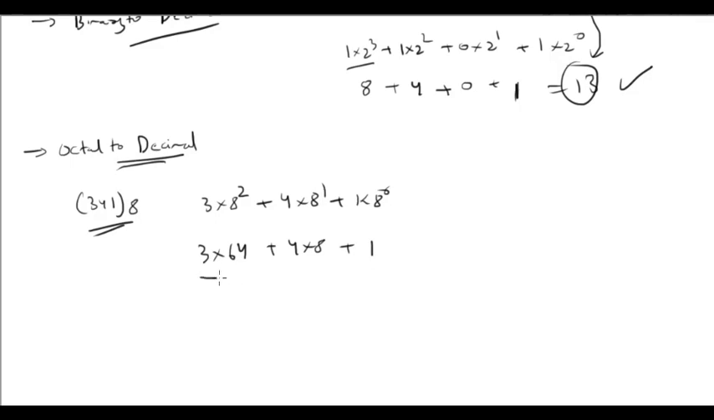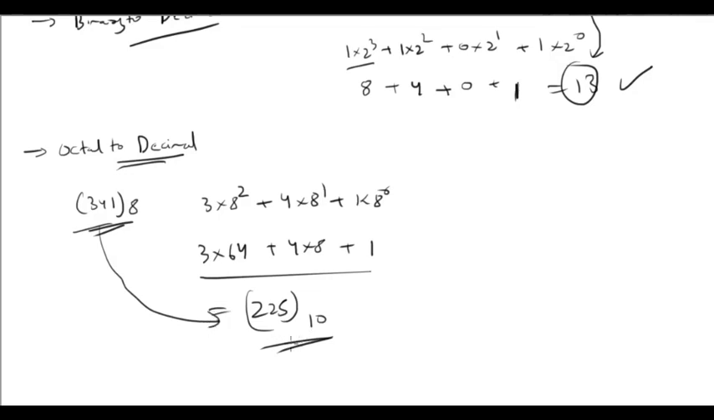64 into 3, after calculating this you will get 225 in hexadecimal number. Here we have converted 341, which is an octal, into 225, which is in decimal form. Okay, now we will convert hexa into decimal form.